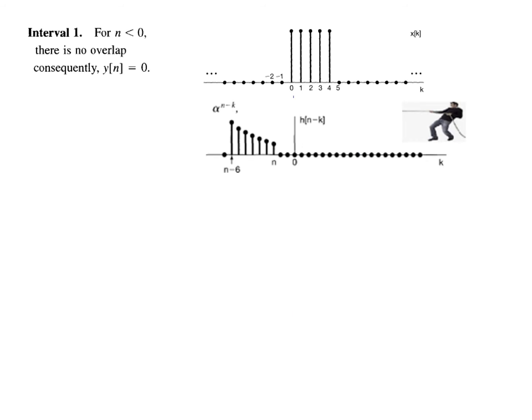Okay, so we are in the interval 1, that is for n less than 0. So you can see n is less than 0. There is no overlap, and therefore output is equal to 0.